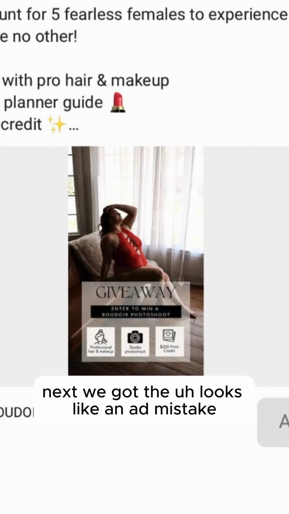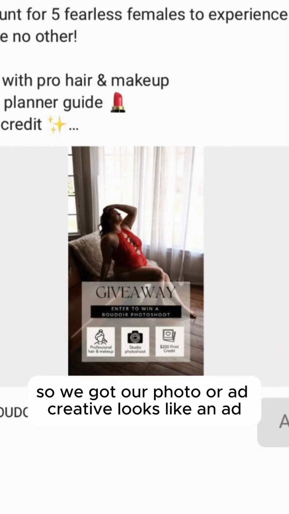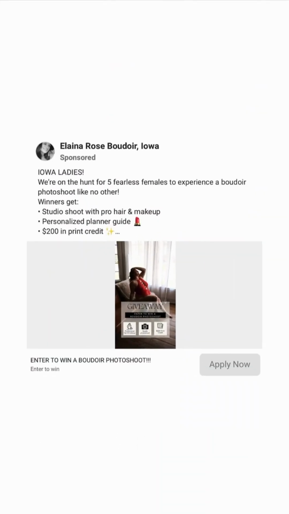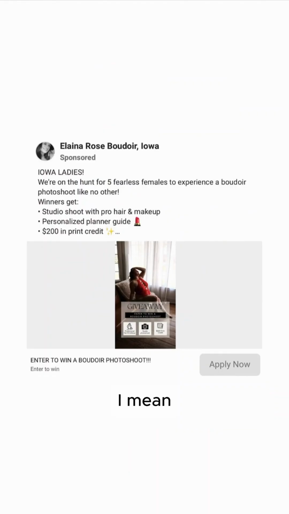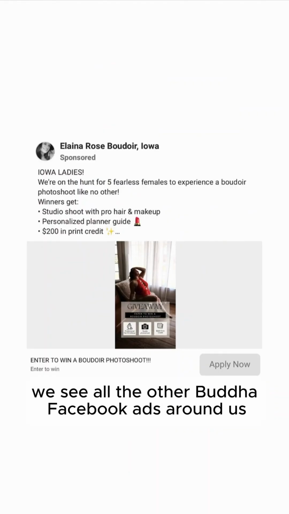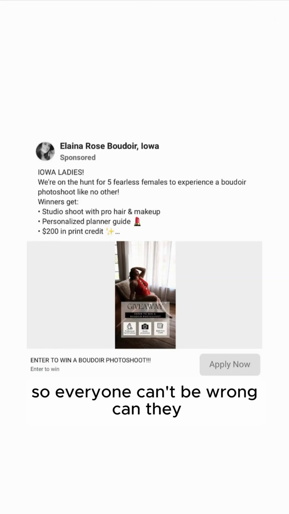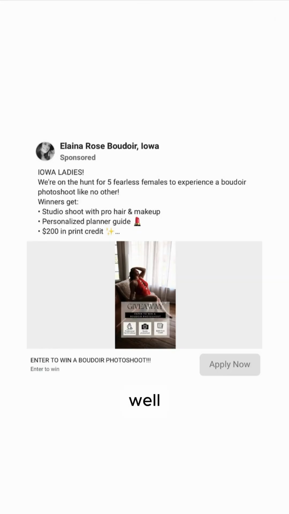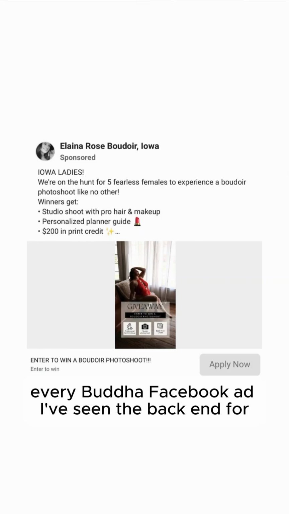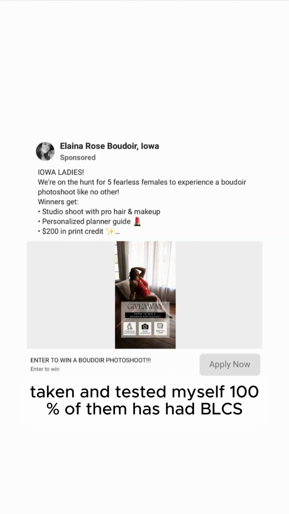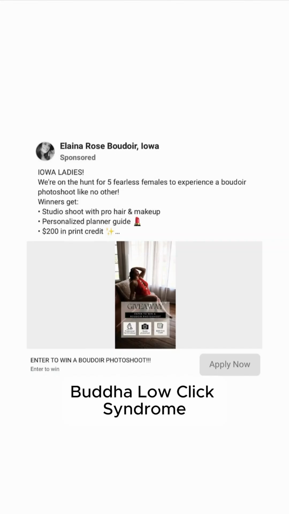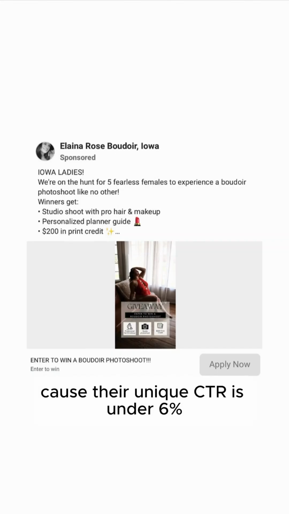Next, we got the looks like an ad mistake. So we got our photo or ad creative looks like an ad. The false belief that causes us to make this mistake is, we see all the other Boudoir Facebook ads around us. They all look like ads. So everyone can't be wrong, can they? Well, every Boudoir Facebook ad I've seen the back end for or tested myself, 100% of them has had BLCS, Boudoir low click syndrome, because their unique CTRL is under 6%.